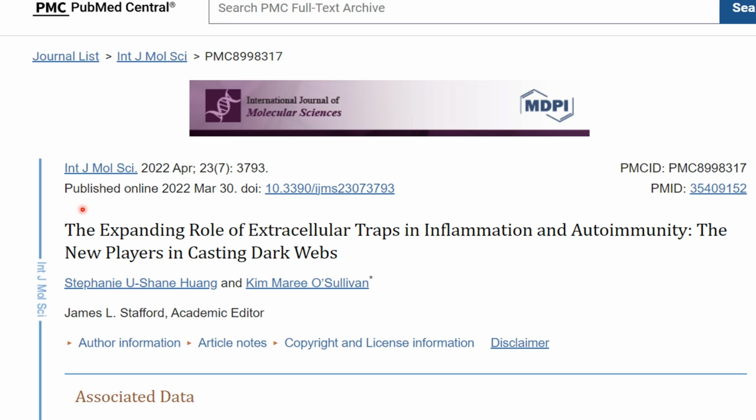This is a third paper, published in the International Journal of Molecular Sciences, April 2022. Its title is The Expanding Role of Extracellular Traps in Inflammation and Autoimmunity: The New Players in Casting Dark Webs. So they give an example of how much netosis can play a role in inflammation and autoimmunity, like players in dark webs.